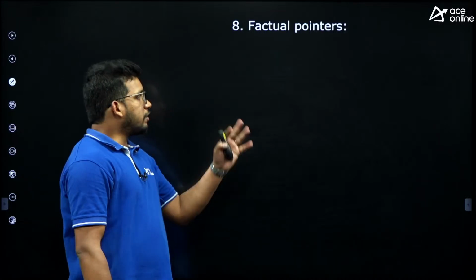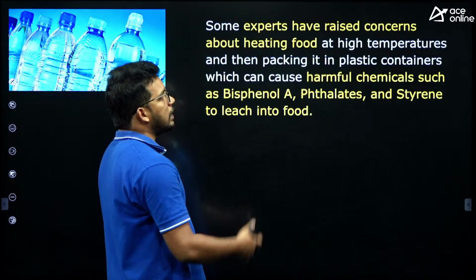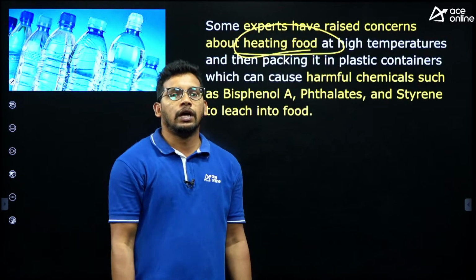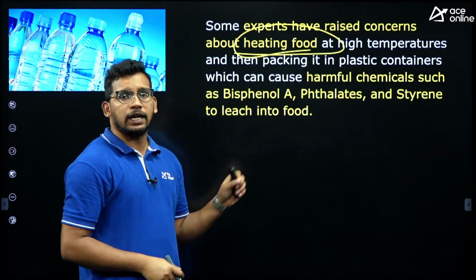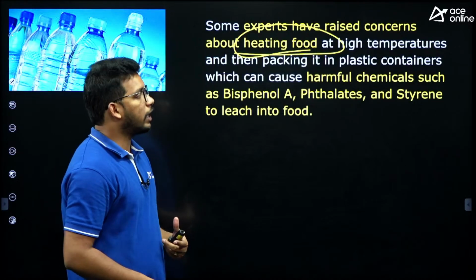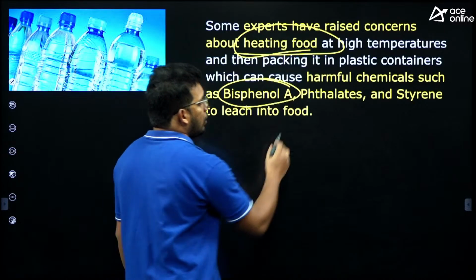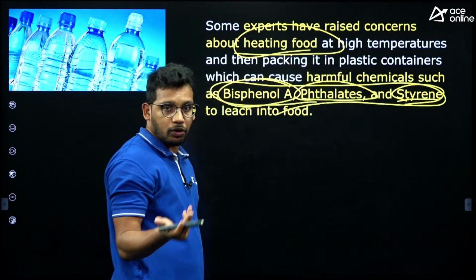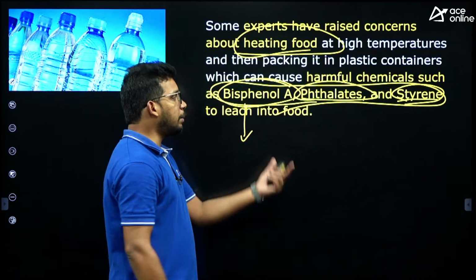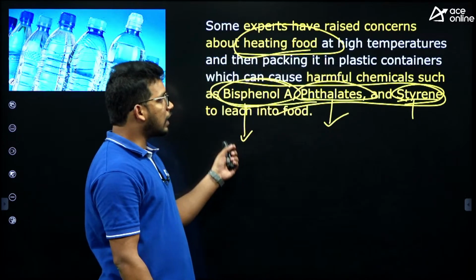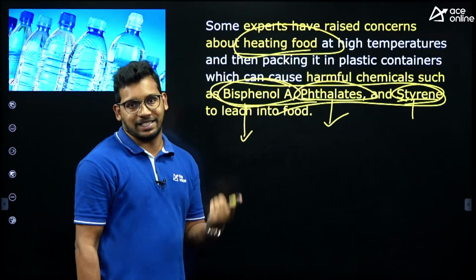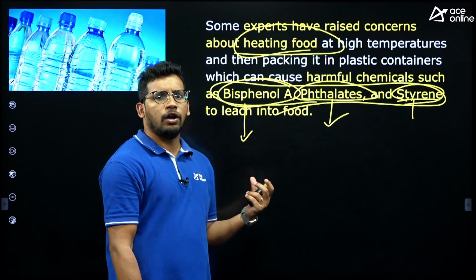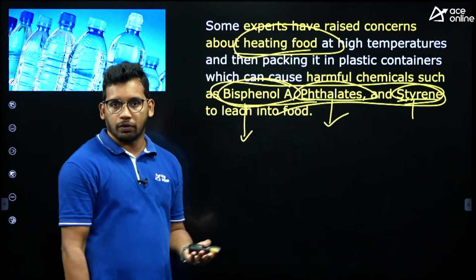Fine. Now let's see some factual pointers. Some experts have raised concern regarding the heating of food at high temperatures and packing it in plastic materials, with plastic packs and all. They have raised that they are harmful to our health, right? Because they contain the chemicals called bisphenol, phthalates and styrene. So this may be asked in the exam. Either they may ask you all these three things, or they can ask you only bisphenol, or they may also ask you about phthalates or styrene. So all these are nothing but plastic chemicals found in plastic, right? Even in bottles we have them. So don't drink water from plastic bottles. You can use steel bottles, right, or steel glasses. Fine. So these are all harmful to our health.